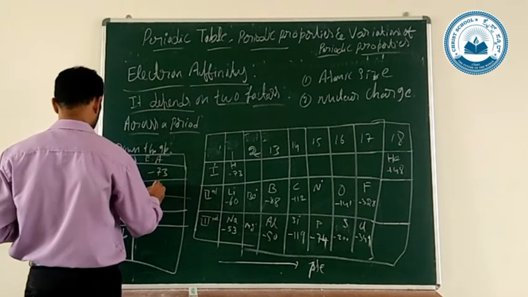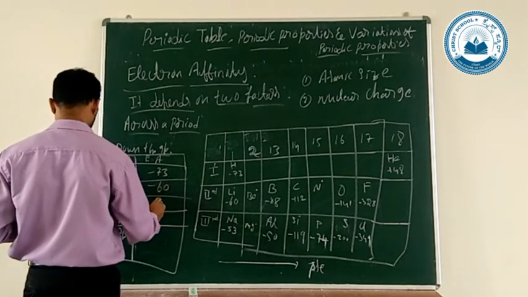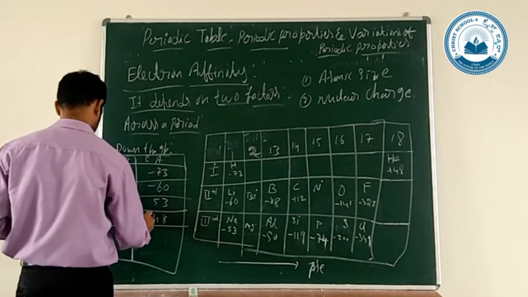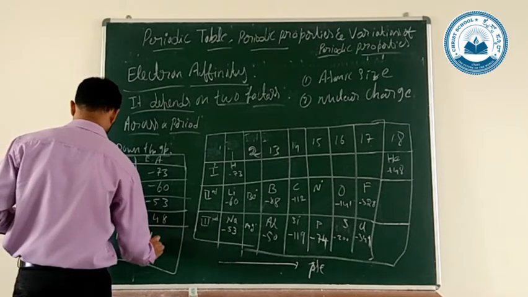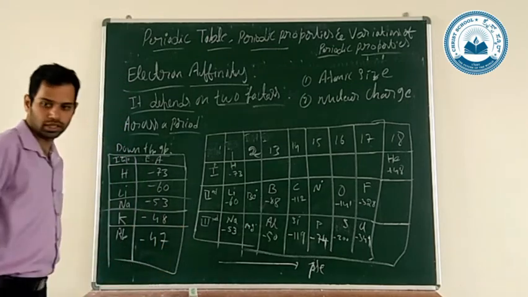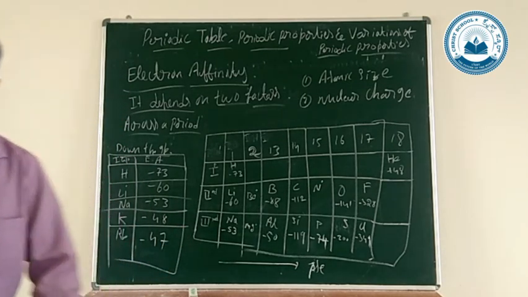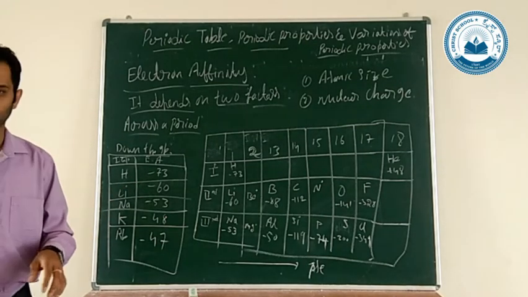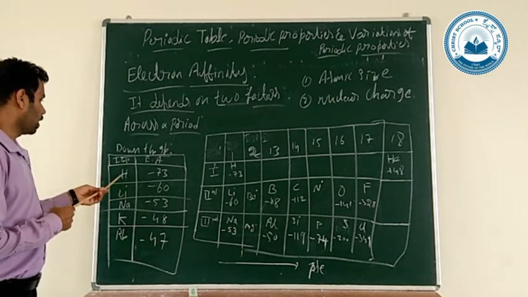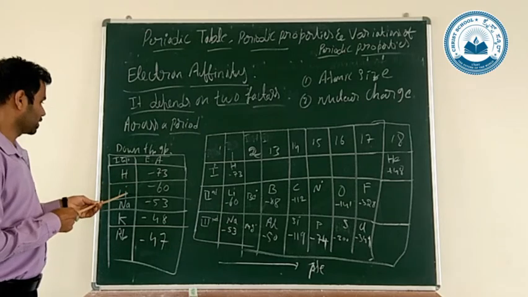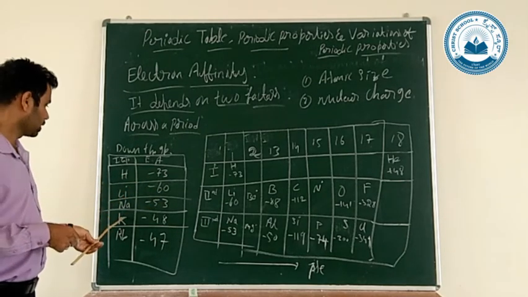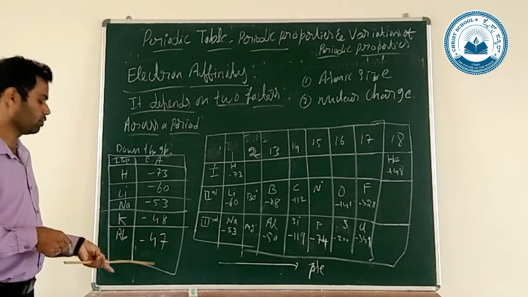Minus 73, minus 60, 53, 48, 47. Now look at their values. As we move down the group: hydrogen 73, next lithium 60, sodium 53, potassium 48, rubidium 47.